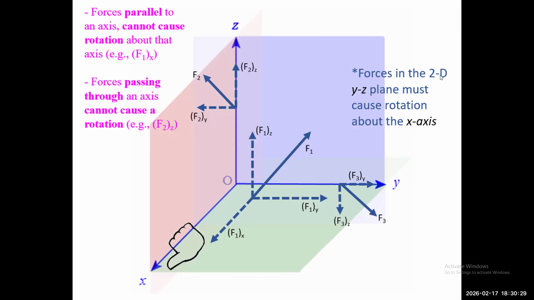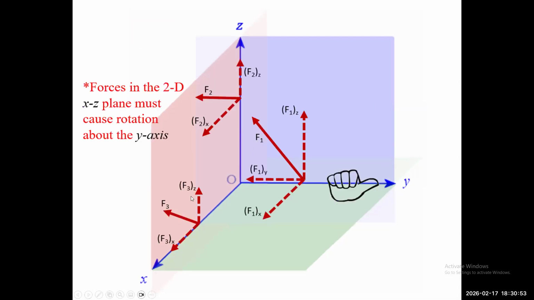A force in the 2D frame, which is YZ, which is this blue plane here, causes rotation about the x-axis. So when you're in this plane here, you're rotating only around the x-axis. That's what I'm saying, to give clarity to the slide I was talking about. Let's continue.